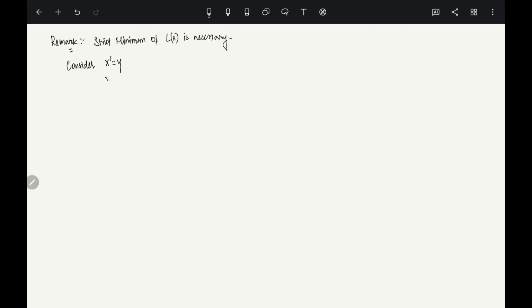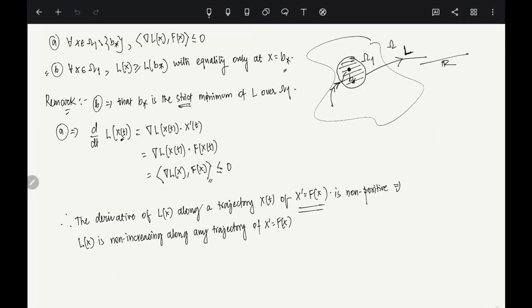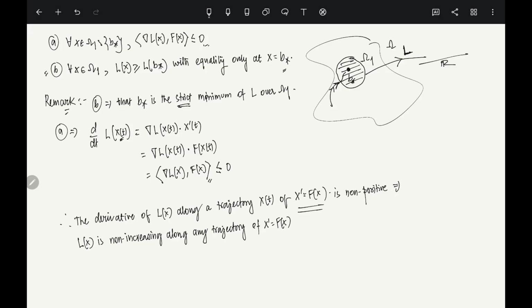x prime equals y, y prime equals minus x. Clearly the origin, (0, 0), is an equilibrium point, and it is the only equilibrium point. Now, if you define L of (x, y) as y square, that satisfies condition A, the decreasing condition. You can easily check this part. That's trivial, there's nothing to do here. So please check that part.